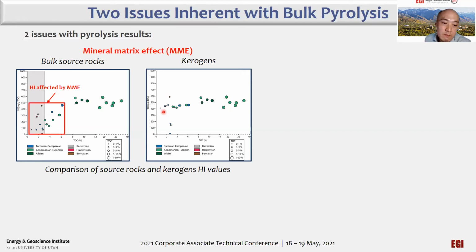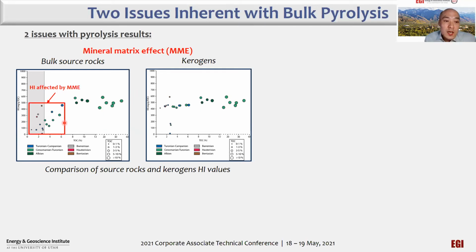So these are the values you would see if your samples are free of mineral matrix. The left graph, again, HI against TOC, shows the results for bulk rock samples. And the red box indicates where you see differences. These differences are due to adsorption of hydrocarbons during the experiment by clay minerals.